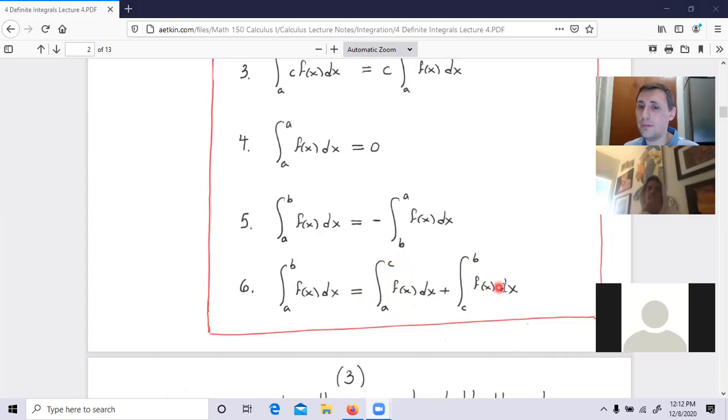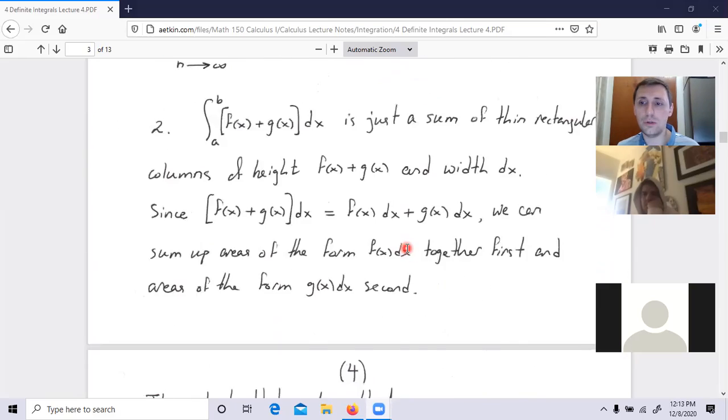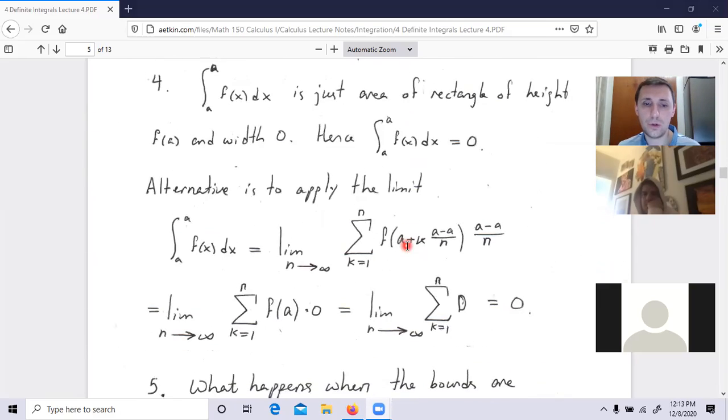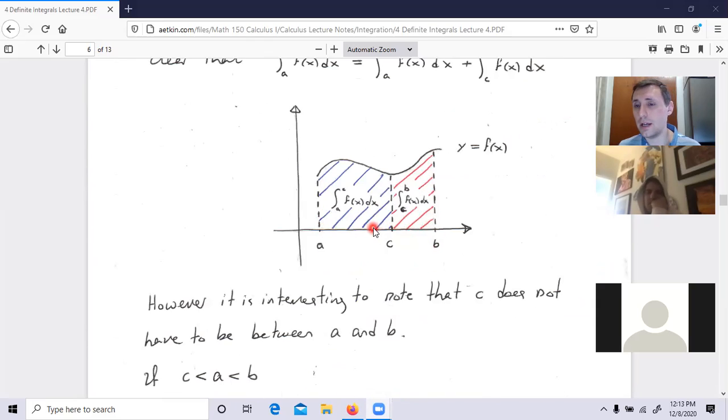If C is between A and B, then you partition the area from A to C and then from C to B. But this is true even if C is outside the interval. It's always true. Let me try to illustrate it. Okay, so here is again what this is saying.